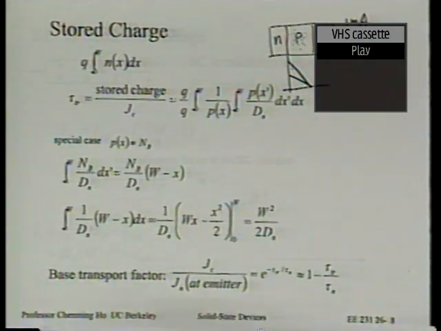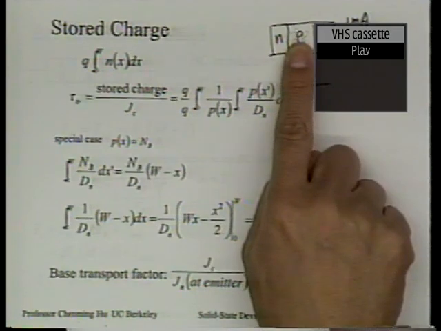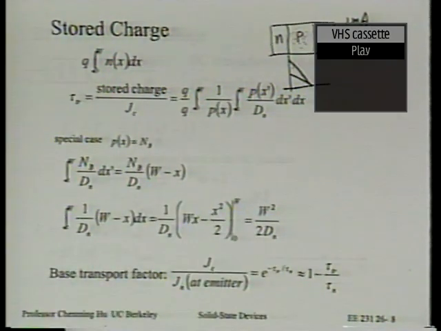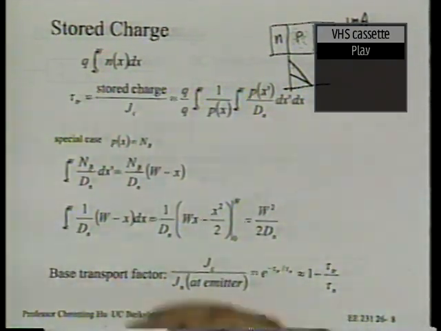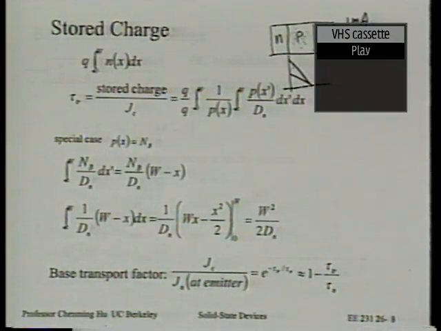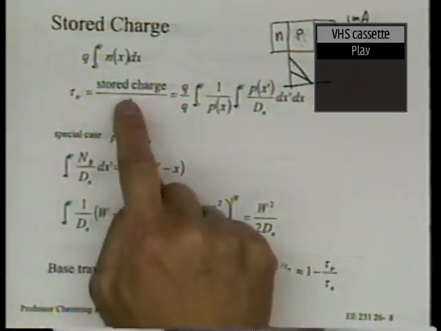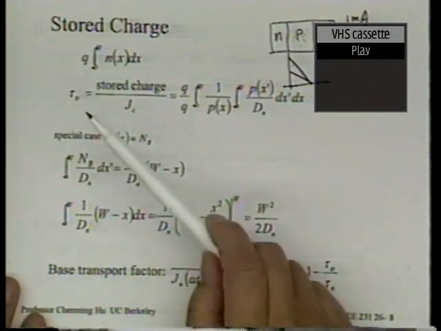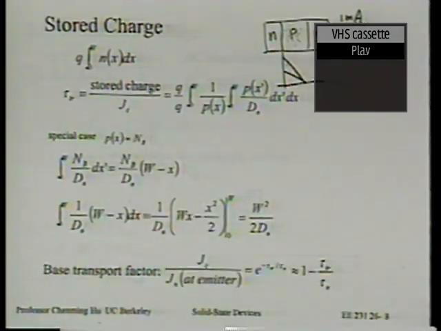It won't stop until it drains away the electrons stored in the base. How much time would it take to drain away? Isn't that the stored charge divided by the current? The charge divided by current gives you a time, right? And actually you can prove this more rigorously, that the transit time is exactly equal to that. Therefore, if you want a fast transistor, you want to minimize stored charge.